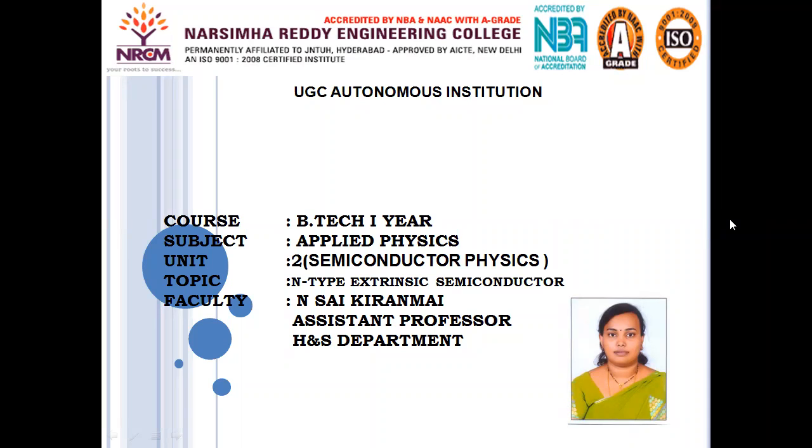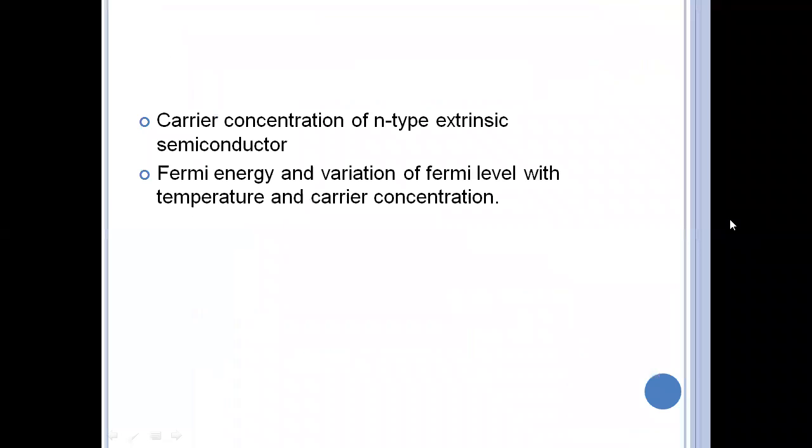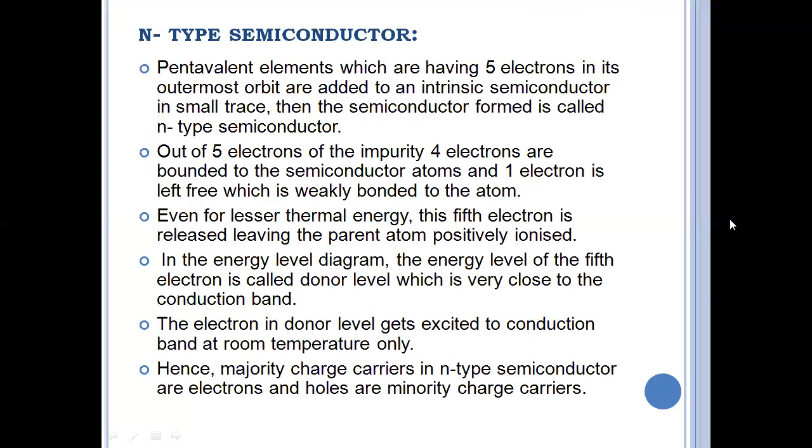Now in this session, we are going to discuss an N-type extrinsic semiconductor. Under this session, we are going to have a derivation part regarding the carrier concentration of N-type extrinsic semiconductor, and then we will derive an expression for Fermi energy and how this Fermi energy varies with temperature and carrier concentration of N-type extrinsic semiconductor.